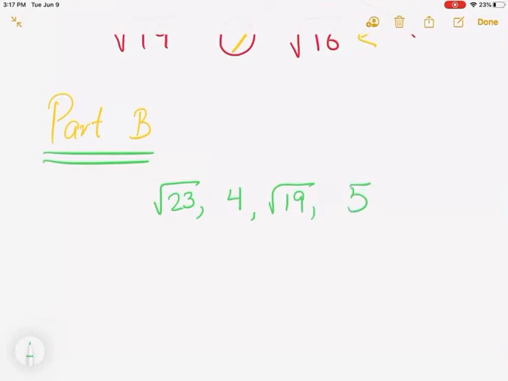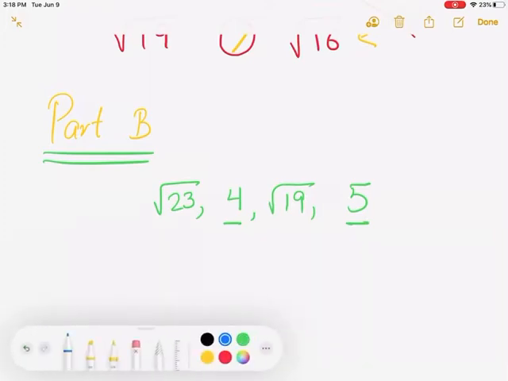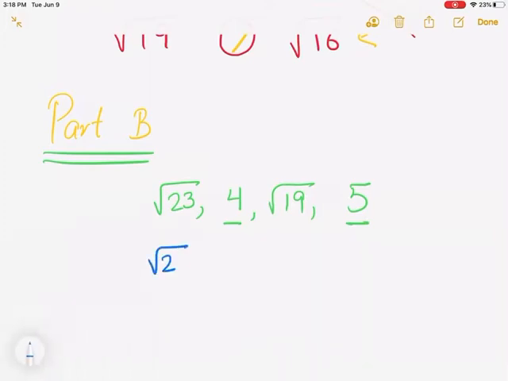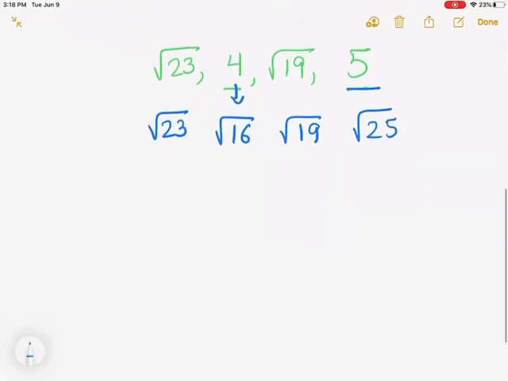Again, if you don't feel comfortable estimating these irrational numbers first, you can just change these numbers into roots. It's easier, trust me. Square root of 23, I would keep as it is. Square root of 19 stays the same. This 4, what would be my square root? 4 comes from square root of 16. 5 comes from square root of 25, and then I'm going to plot everything on the number line first.